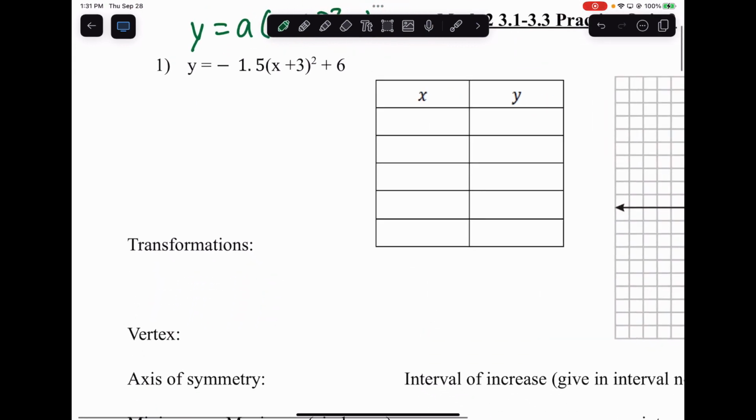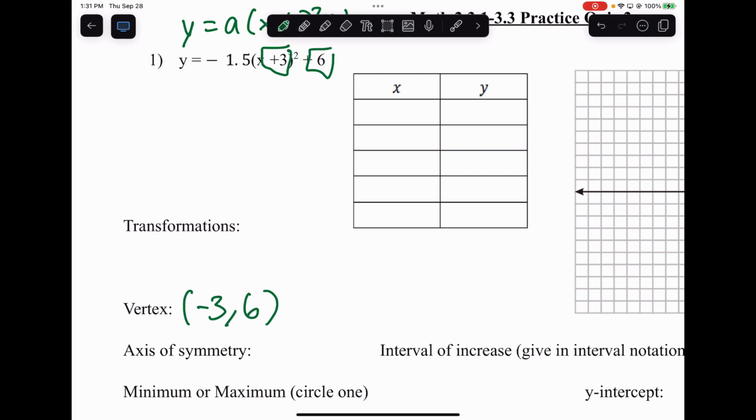So here, the first thing I notice is my vertex, which is going to be negative 3, 6, all right? You switch the sign of this one, keep the sign of this one. Then my axis of symmetry I get from my vertex, so I'm going to say x equals negative 3. You just do x equals the x value of your vertex.